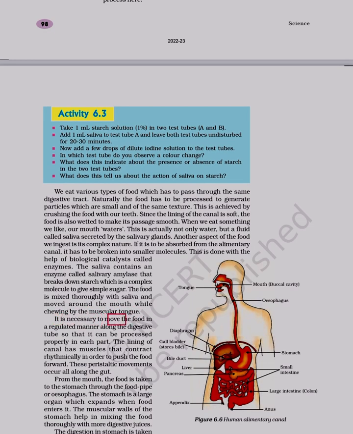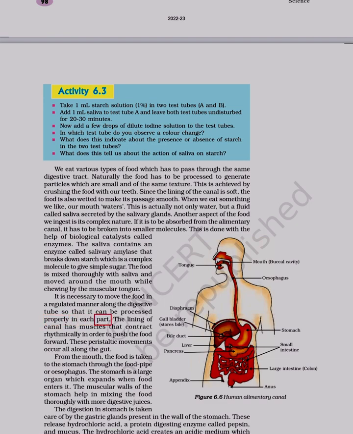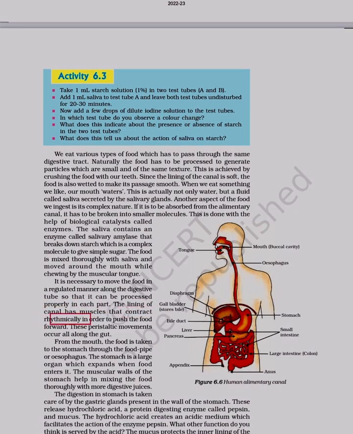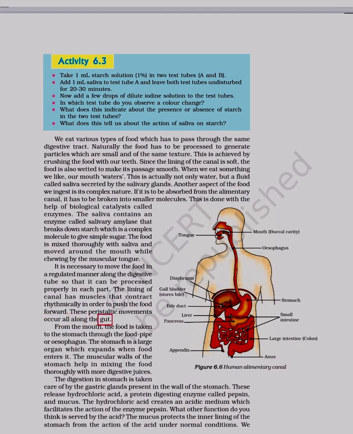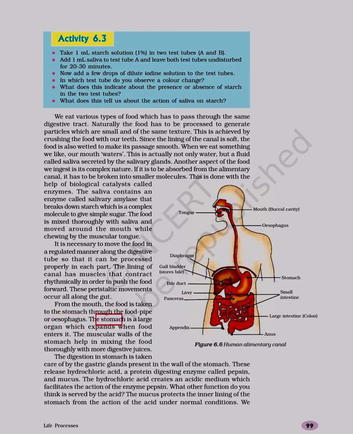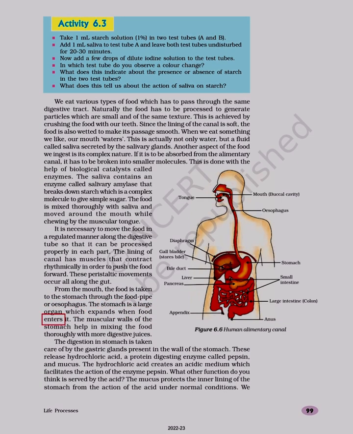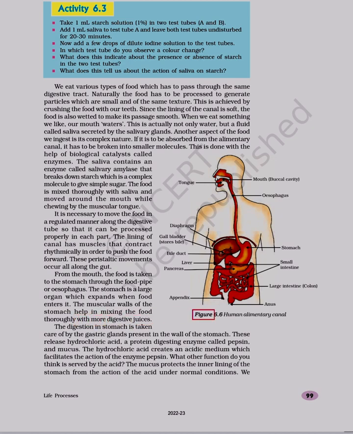It is necessary to move the food in a regulated manner along the digestive tube so that it can be processed properly in each part. The lining of the canal has muscles that contract rhythmically in order to push the food forward. These peristaltic movements occur all along the gut. From the mouth, the food is taken to the stomach through the food pipe or esophagus. The stomach is a large organ which expands when food enters it. The muscular walls of the stomach help in mixing the food thoroughly with more digestive juices. Figure 6.6 Human alimentary canal.